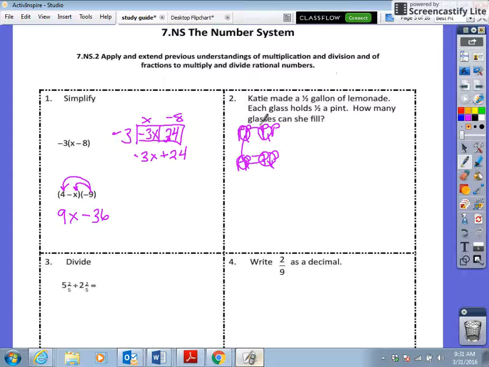So when we go to do this, you made 1/2 of a gallon, okay? So you've made 1/2 of this, 1/2 of a gallon. So here's what you're working with. And each glass holds 1/2 of a pint. How many glasses can she fill? Well, each one of these is a pint, but she can only fill 1/2 of them with a glass, so you have to double these. So you have 4 pints, which means she can fill 8 glasses.